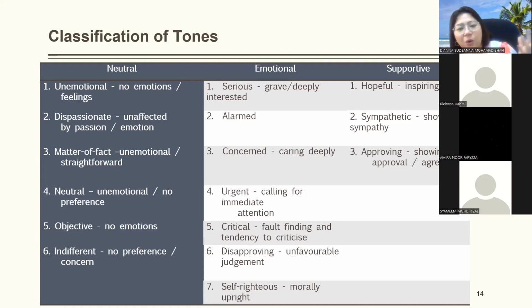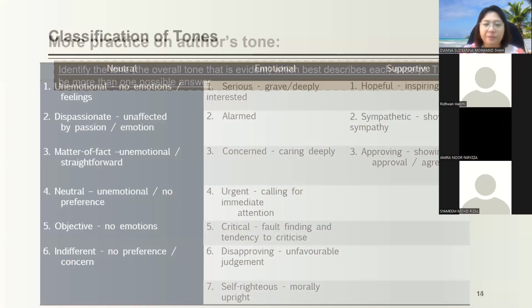Okay, so these are all classifications of tones. You may go through on your own. If you have any problem understanding some of the ideas, come back to me, all right?